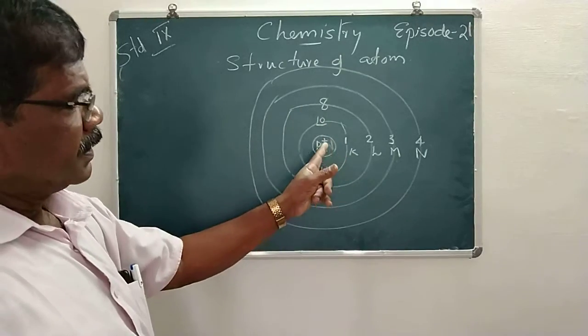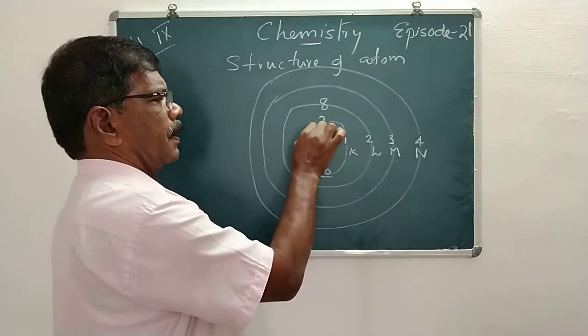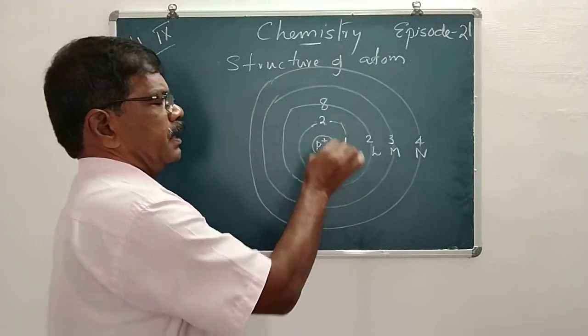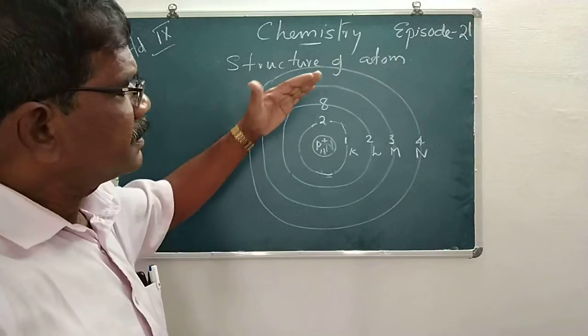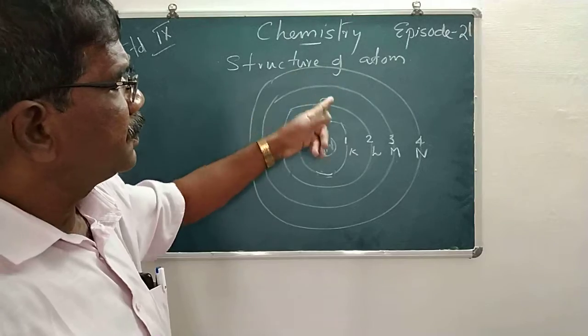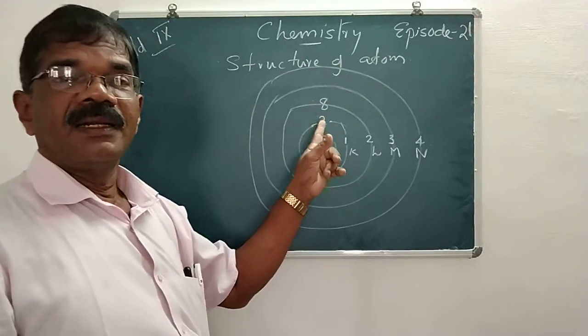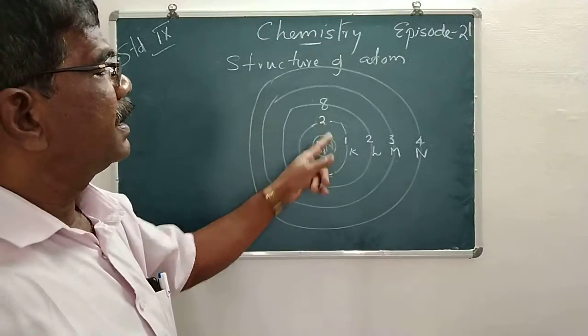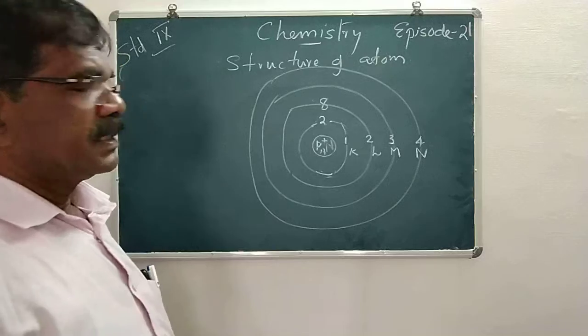If the first shell holds 2 and the second shell holds 8: if there are 3 electrons in an atom, first 2 electrons enter the K shell, and the third electron enters the L shell. If there are 10 electrons, first 2 electrons enter the K shell, then 8 electrons enter the second shell, the L shell.